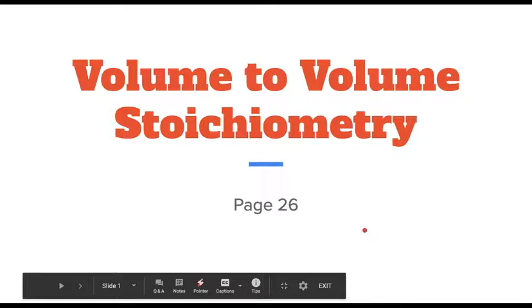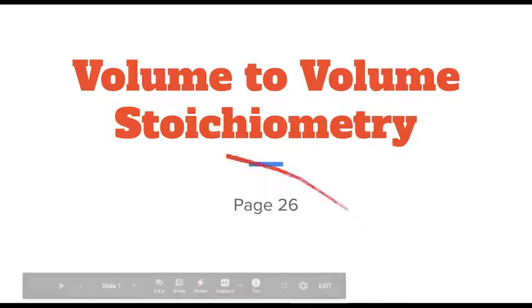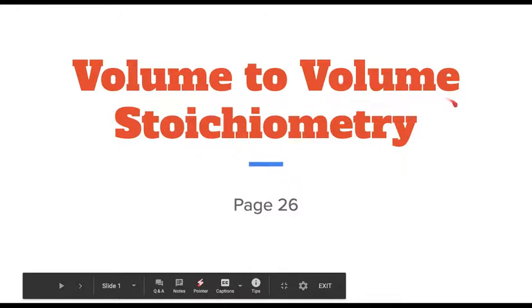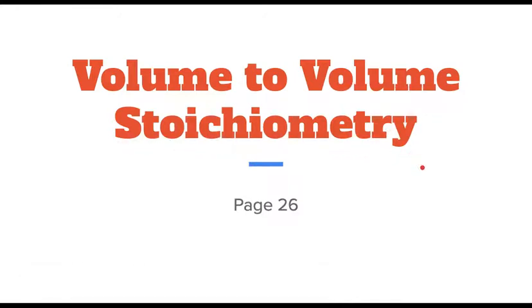Hi again, guys. We are moving on in our stoichiometry unit, and we're going to start talking about volume to volume stoichiometry. So now we're going to be using actual measurable units for each of our components of our chemical reaction, and then we want a measurable unit at the very end of that chemical reaction so we can make a prediction about either how much reactant we need or how much product we will get.